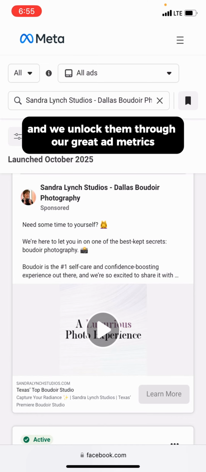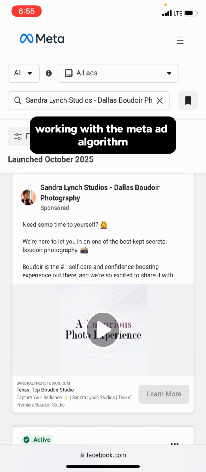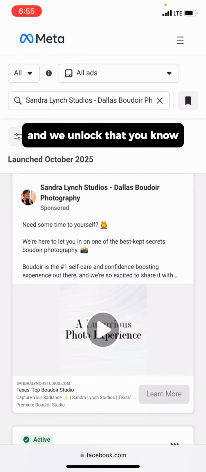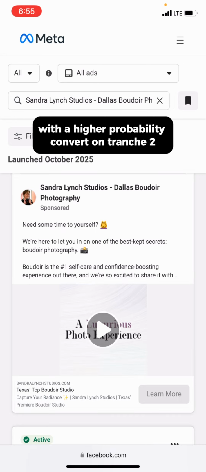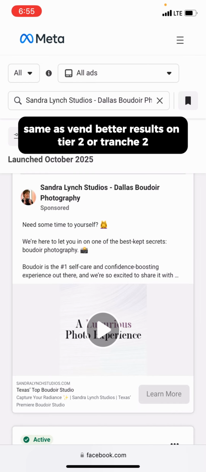And we unlock them through our great ad metrics, great user experience, great conversion rate, working with the Meta ad algorithm, working with newsfeed psychology, working with human psychology. And we unlock that higher tier woman profile with a higher probability to convert on tranche 2. And guess what? They convert at a higher rate. Same ad spend, better results on tier 2 or tranche 2.